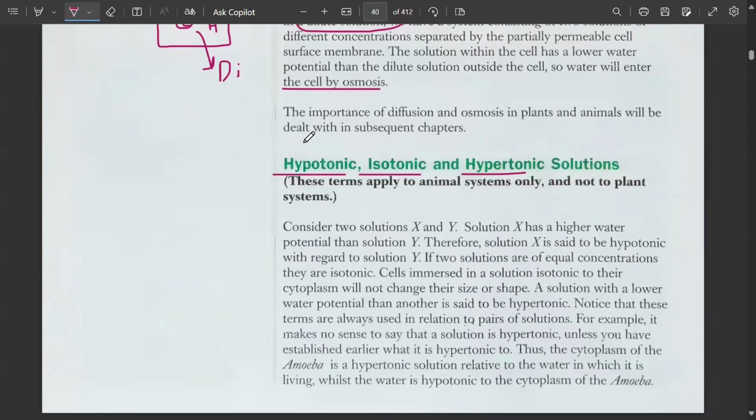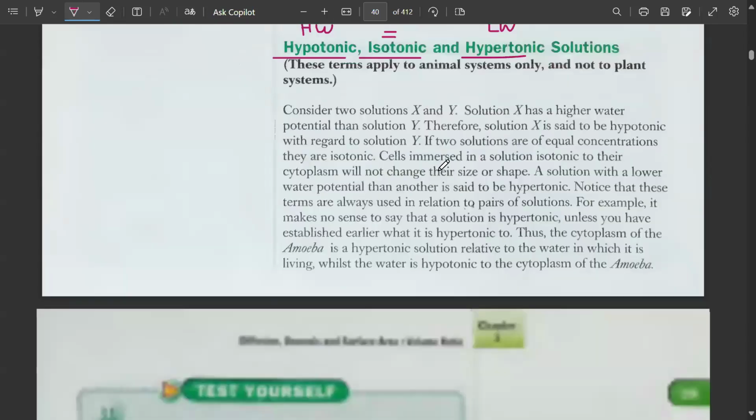Hypotonic solution has a higher water potential, and hypertonic means a lower water potential. A hypotonic solution is a high water potential solution, with more water and less solute. And isotonic means equal concentrations inside and outside. Consider two solutions x and y. Solution x has a higher water potential than solution y. Therefore x is hypotonic and y is hypertonic.